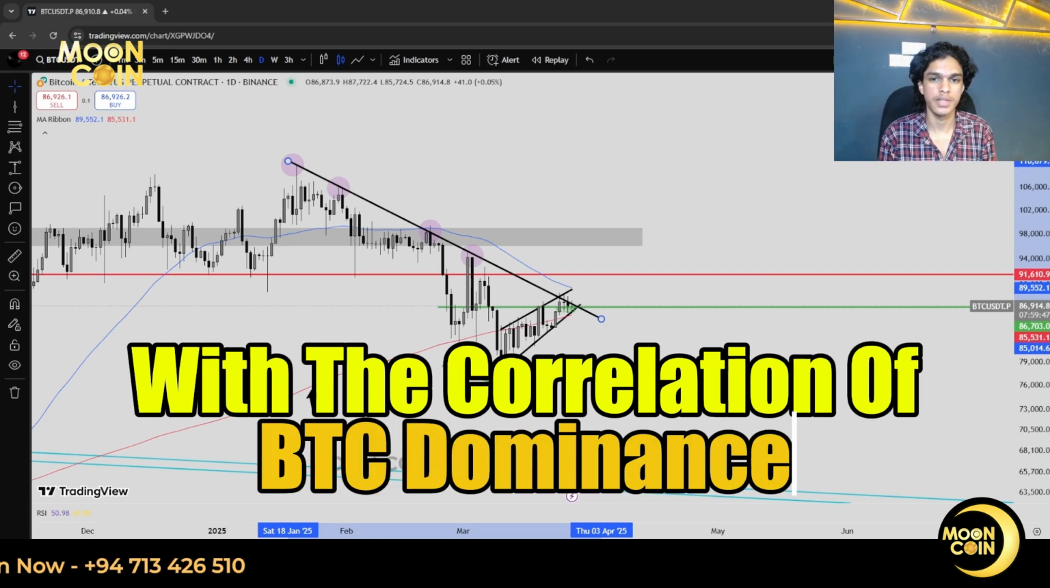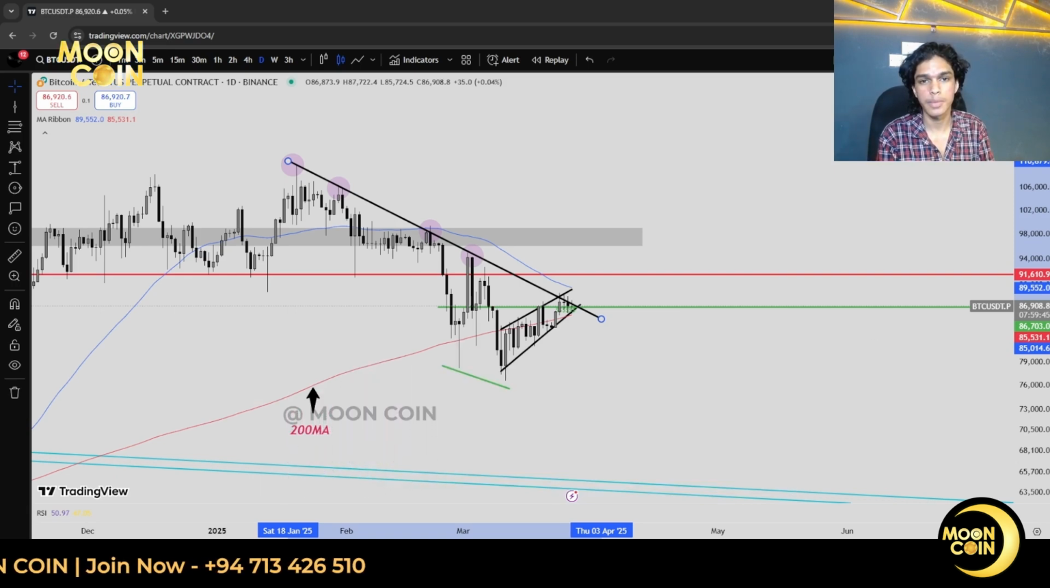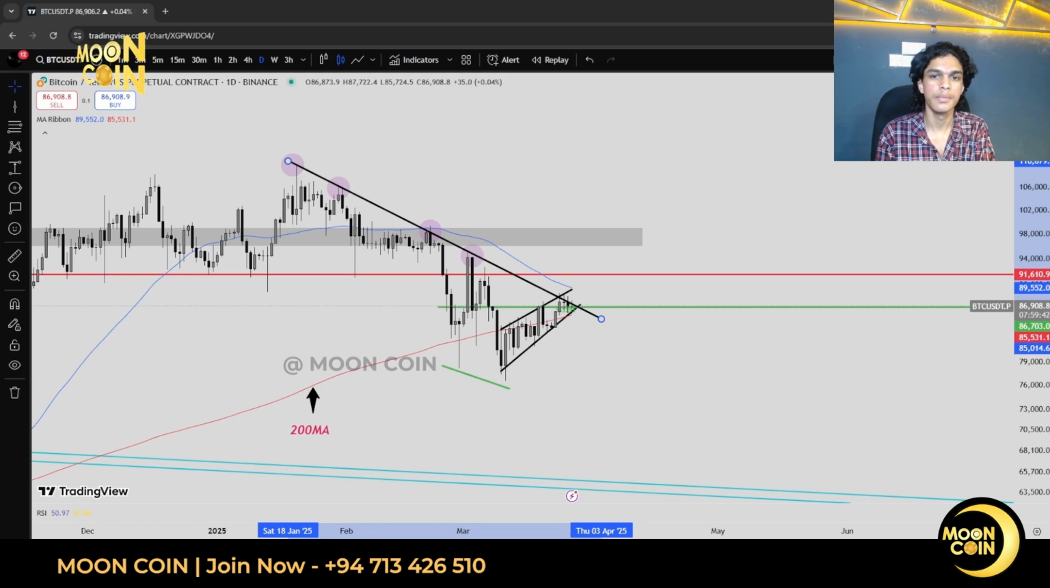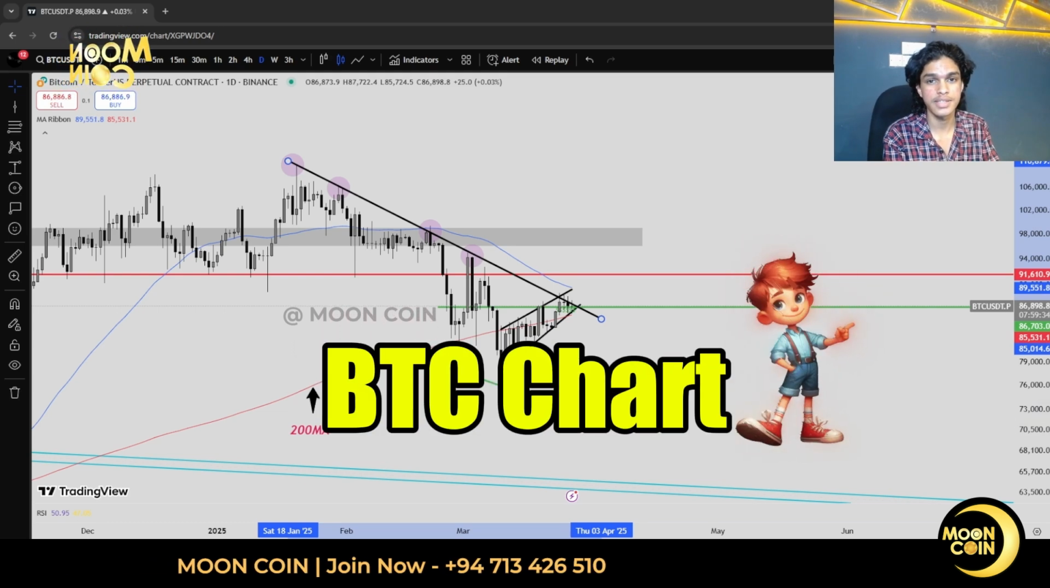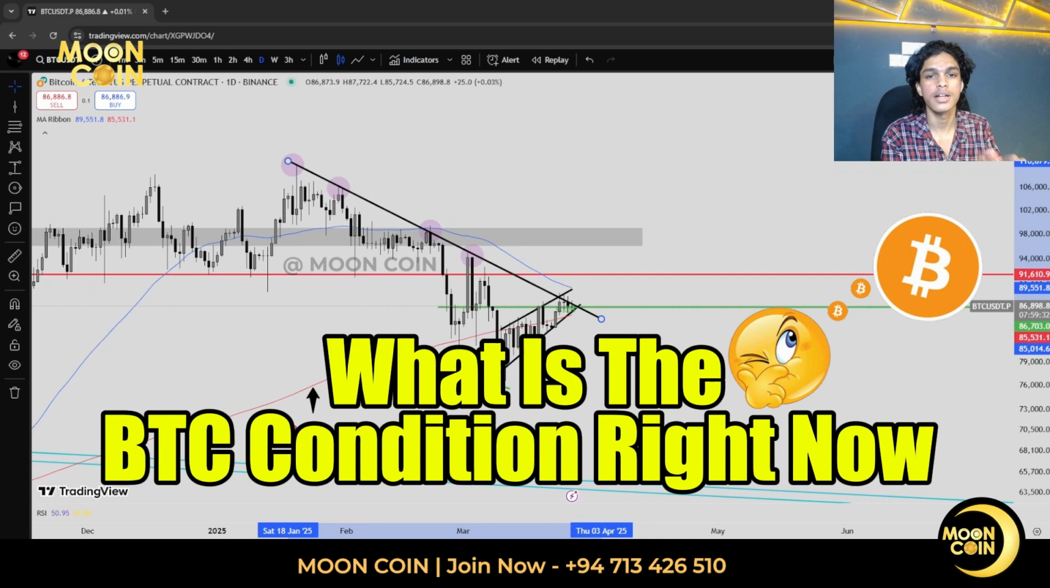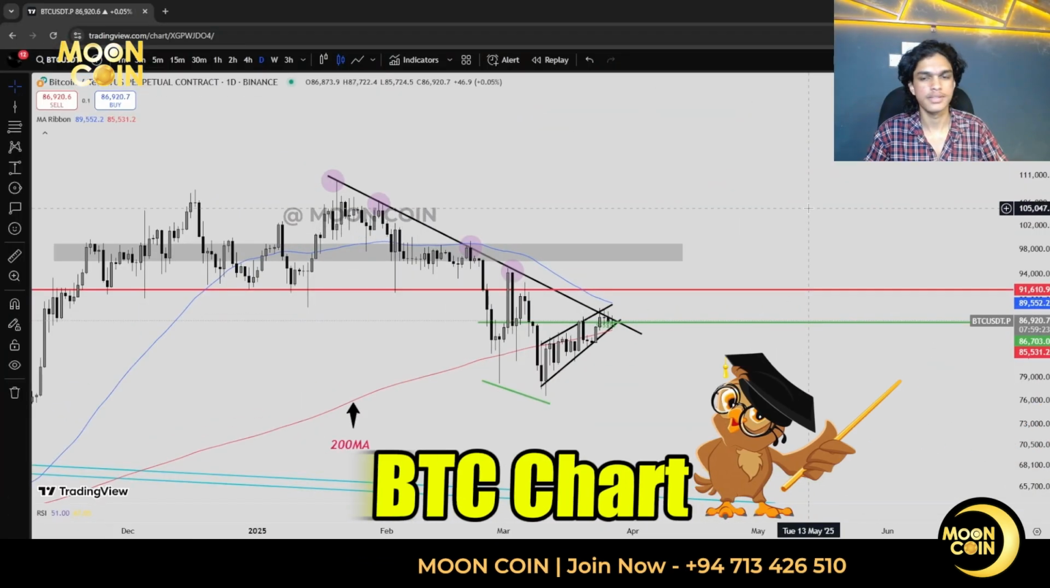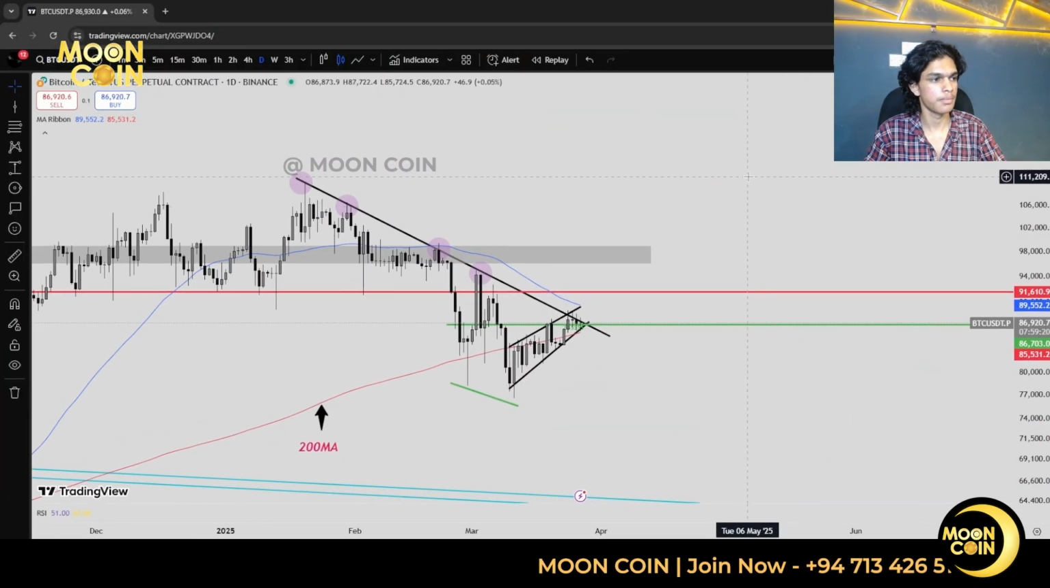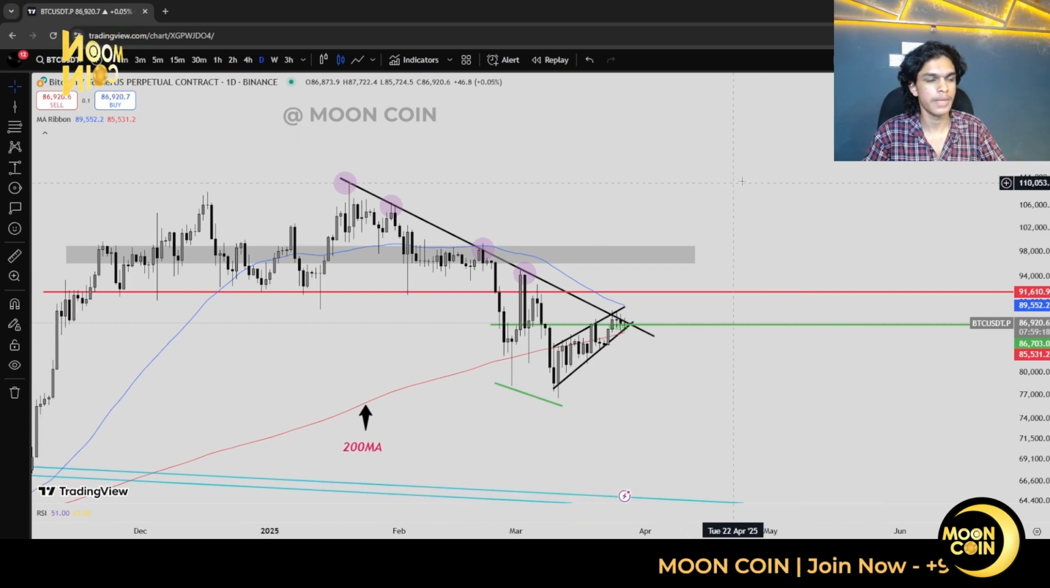I'll give an update on BTC with the correlation of BTC dominance. So let's go to the chart and combine the BTC original chart and the BTC dominance chart. Let's see what the BTC condition is right now. Okay, I'm now on the BTC daily chart here on the Binance exchange.